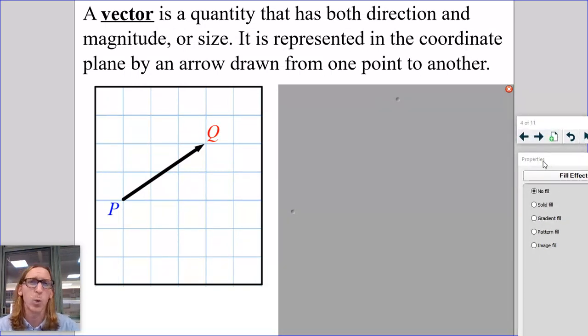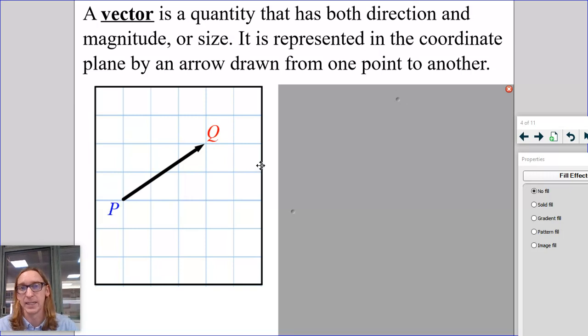A vector is a quantity that has both direction and magnitude. And magnitude is just a fancy word for size. A vector is represented in the coordinate plane by an arrow drawn from one point to another. This picture right here shows a vector. You can see it also looks a little bit like another geometric figure that we've worked on in this class, a ray. But this one here is a vector. There's no real indication in the picture as to why it would be a ray versus a vector. The naming will help, and we'll get to that in just a second. So you can see it's in the coordinate plane. It's on that grid.